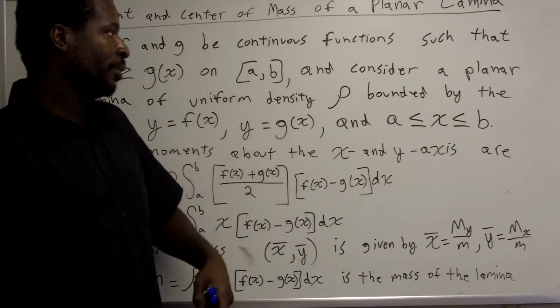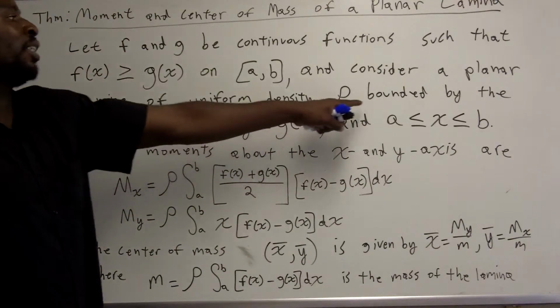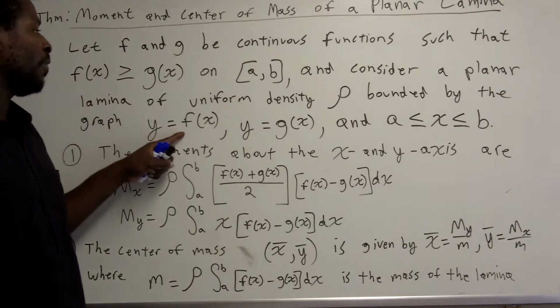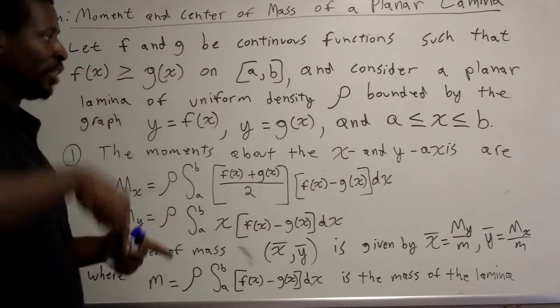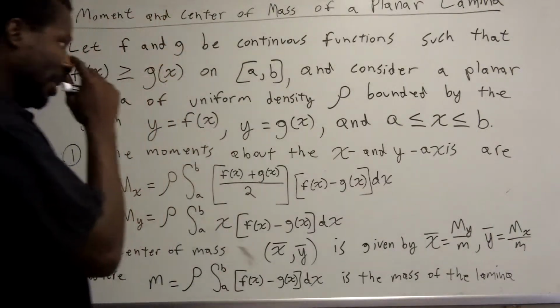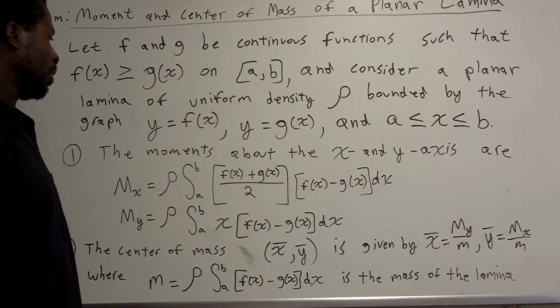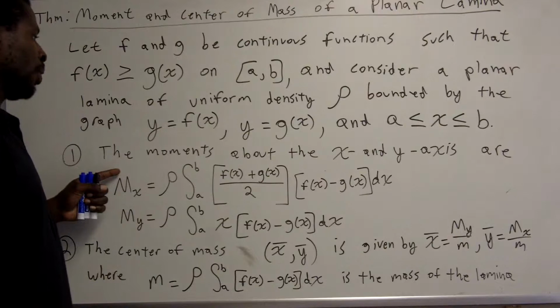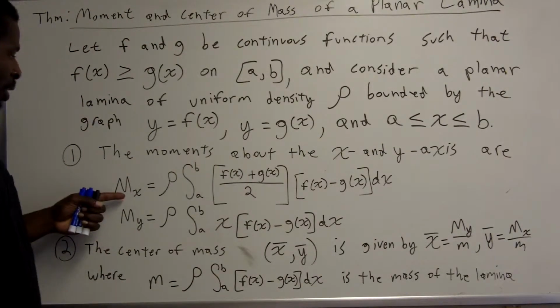It's mass over area. And this lamina of uniform density rho is bounded by the graph of f and g. So basically f and g form the edges of this thin sheet from a to b. And the lines x equals a and x equals b form the outer edges, the vertical edges of this sheet. Alright, so the moments about the x and y axis are given by these two formulas.